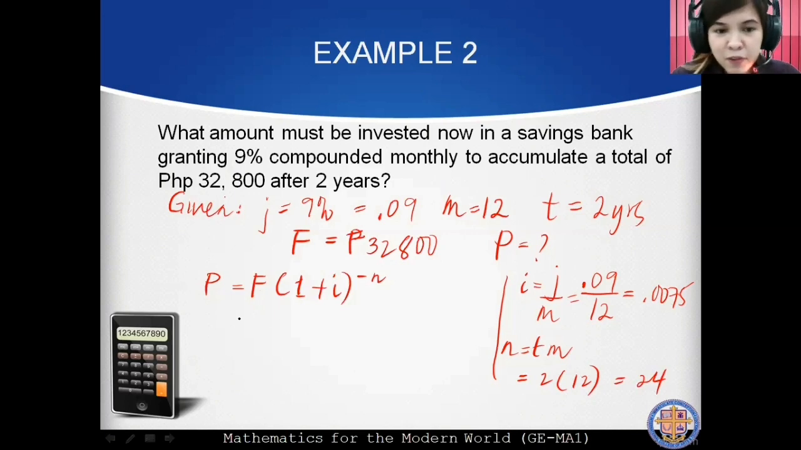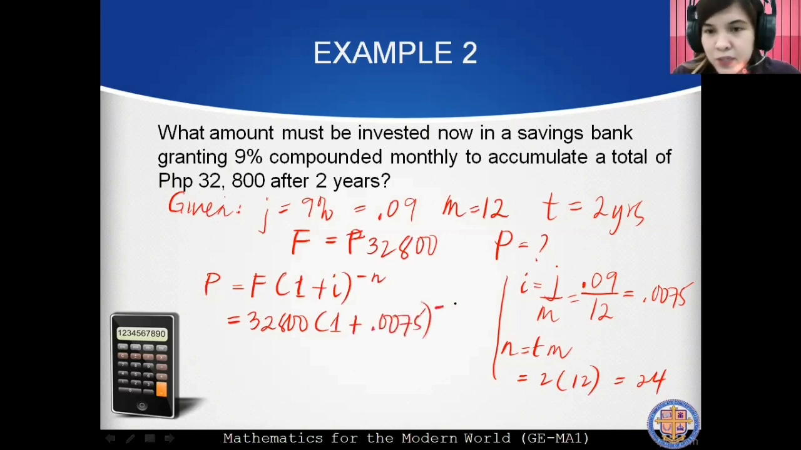Substituting in our formula for the present value, P is equal to 32,800 times 1 plus I, 0.0075, raised to negative N, which is 24. So these are the I and N values I used, on the right side. Then, how do you press it in the calculator? Straightly, directly, no stopping, no rounding off.